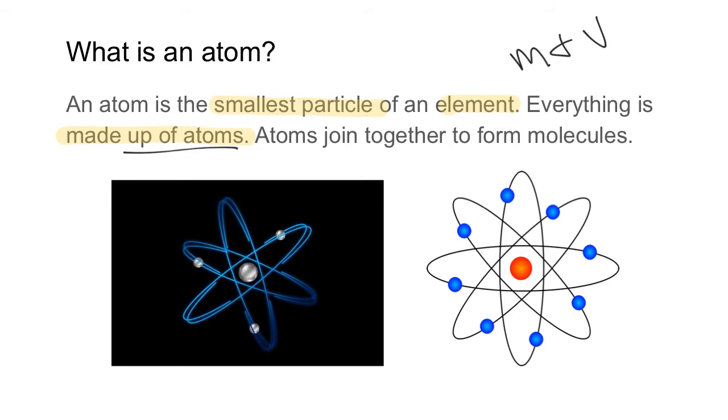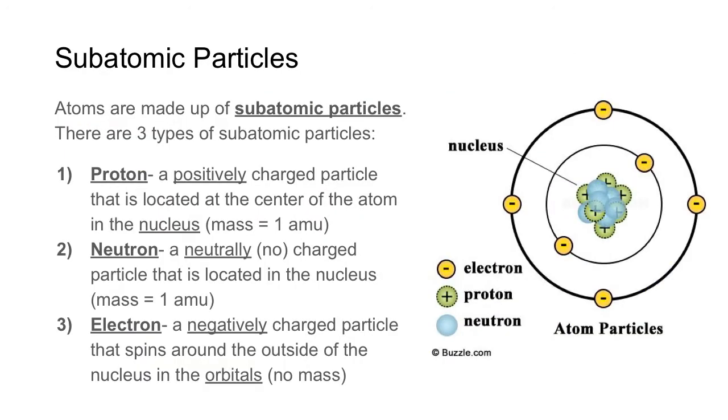Atoms join together to form something called molecules, which is probably a term you've heard before, but we're going to dive deeper with that later. Now, every atom has parts, and we call those parts subatomic particles. There are three types of subatomic particles.